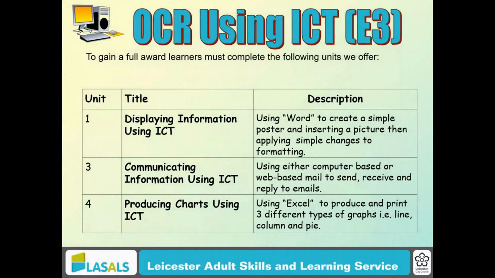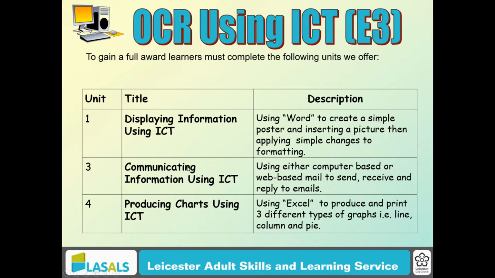So the entry 3 is an entry level qualification, as it says, where you will develop your skills. You'll continue to gain experience of using appropriate software to complete tasks as you may be required to in a workplace, or those that will be useful in managing certain personal tasks. So you'll go through using Word to create simple documents like posters and invites and things like that, and you'll be taught how to make simple changes to the formatting of those documents.